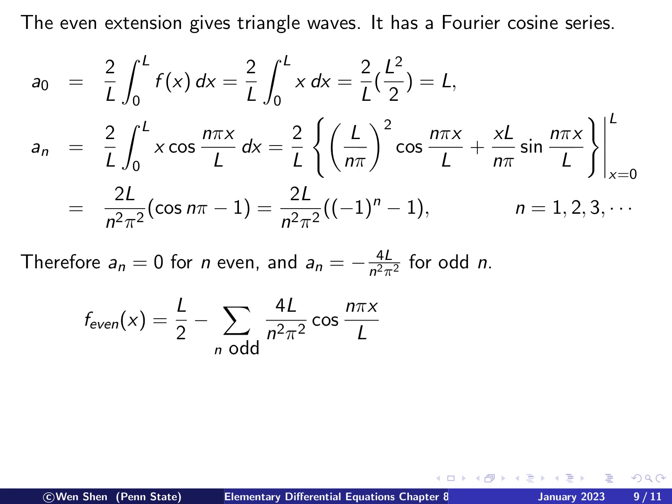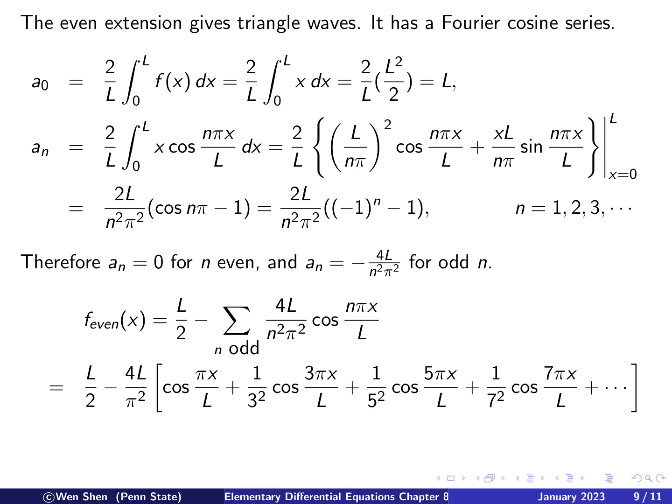Okay, now we can write out the Fourier series f_even for the even extension. So the constant term a_0 over 2 here, and everything here has a negative sign, so I put a negative sign here, summing over n odd of this term times the cosine functions.